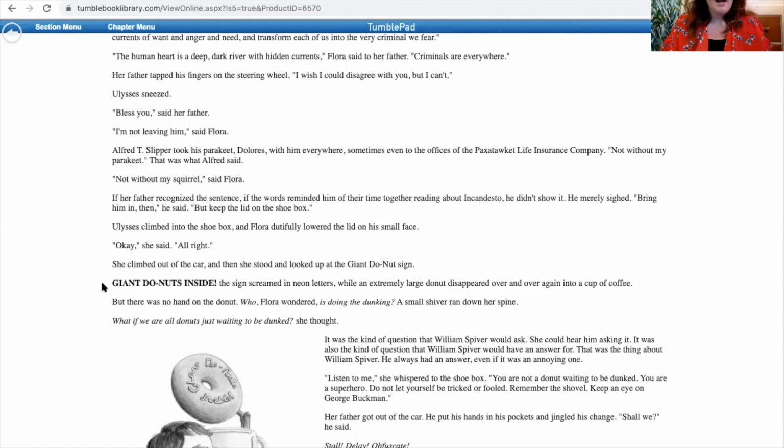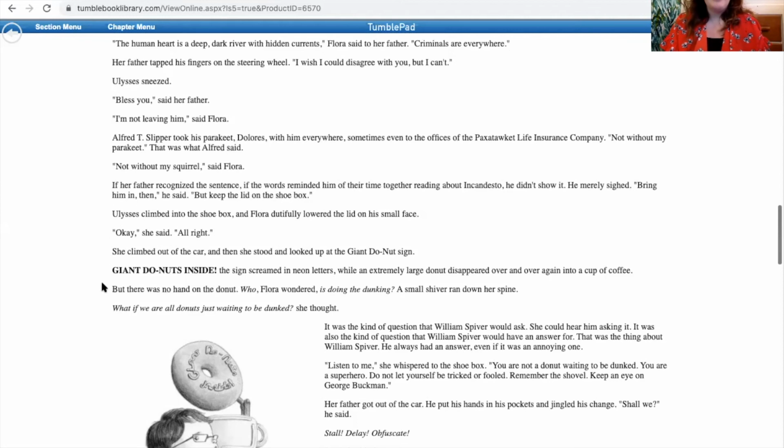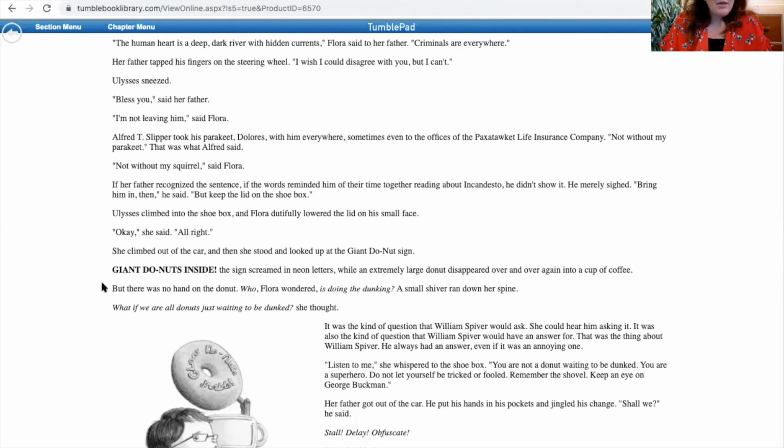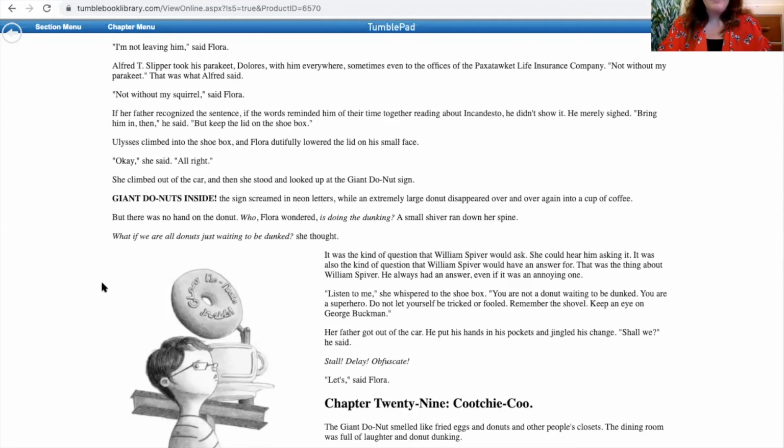She climbed out of the car, and then she stood and looked up at the giant donut sign. Giant donuts inside, the sign screamed in neon letters, while an extremely large donut disappeared over and over again into a cup of coffee. But there was no hand on the donut. Who, Flora wondered, is doing the dunking? A small shiver ran down her spine. What if we are all donuts just waiting to be dunked, she thought. It was the kind of question that William Spiver would ask. She could hear him asking it. It was also the kind of question that William Spiver would have an answer for. That was the thing about William Spiver. He always had an answer, even if it was an annoying one.